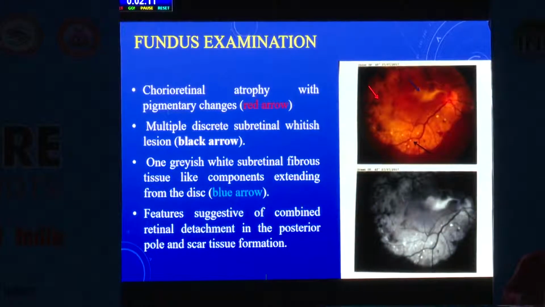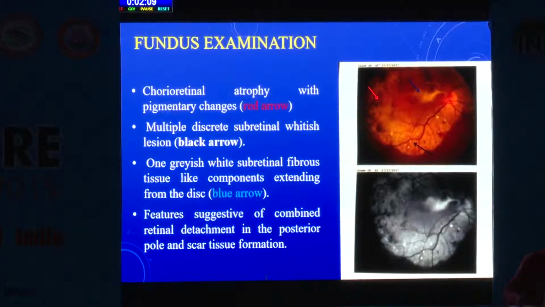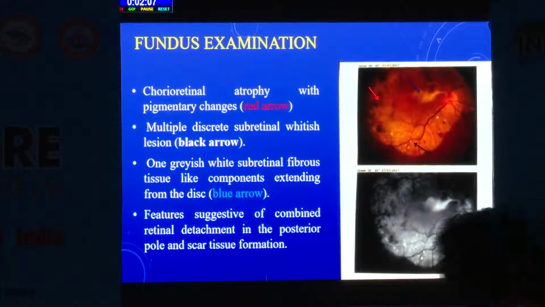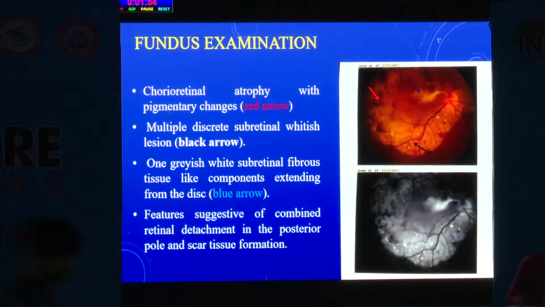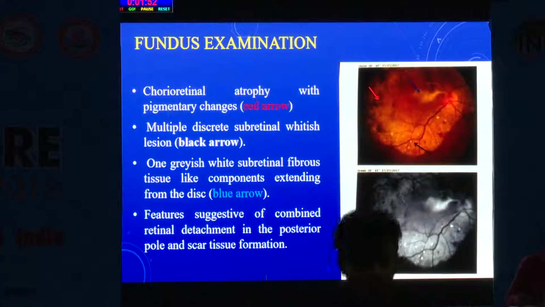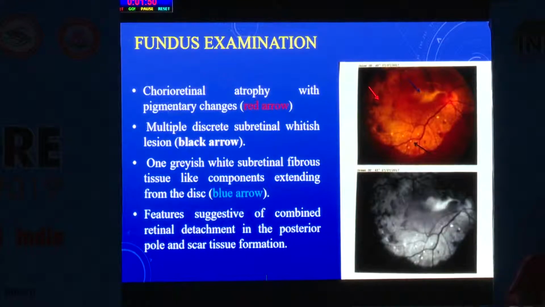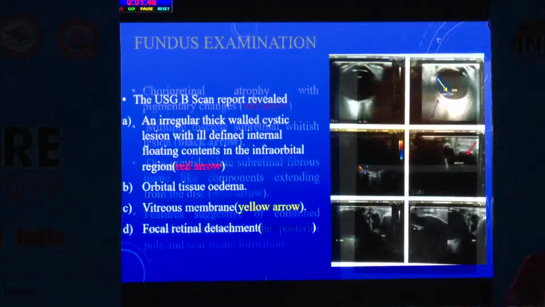On fundus, there was chorioretinal atrophy with pigmentary changes. There were multiple discrete subretinal whitish lesions. One grayish-white subretinal fibrous tissue-like component extending from the optic disc was present, and the features were suggestive of combined retinal detachment in the posterior pole with scar tissue formation.